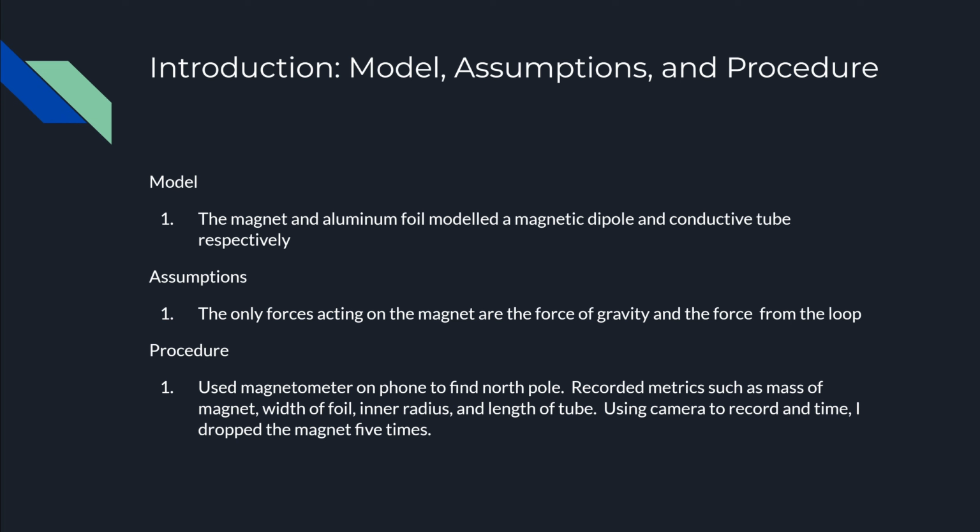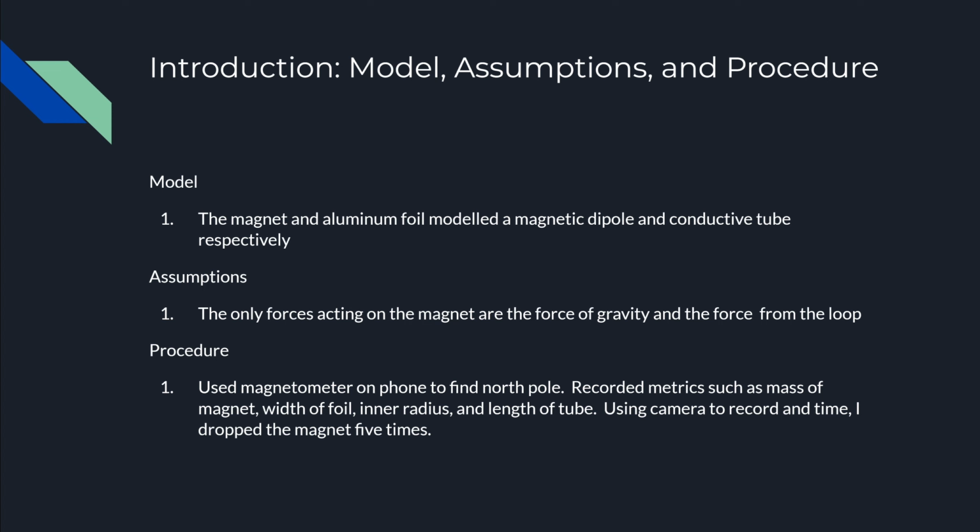The model we used was the magnet and aluminum foil, and these modeled a magnetic dipole and a conductive tube respectively. The assumptions were that the only forces acting on the magnet in the simulation were the force of gravity and the force from the loop.